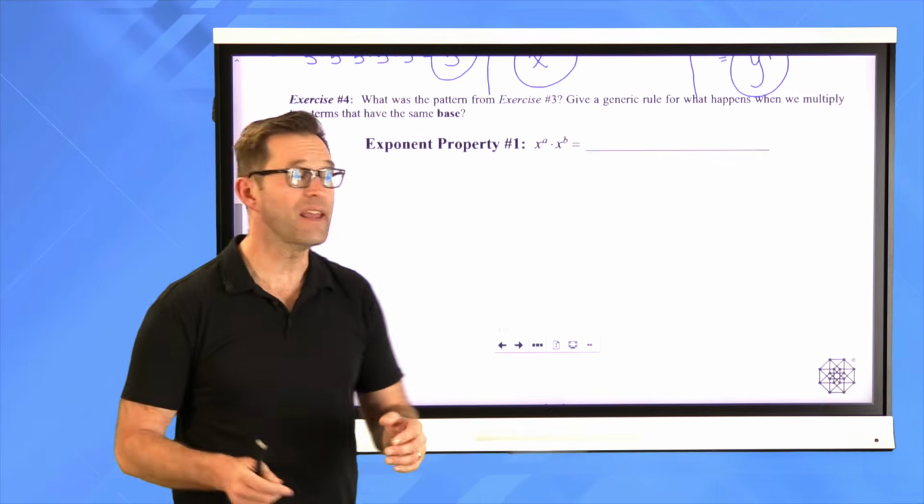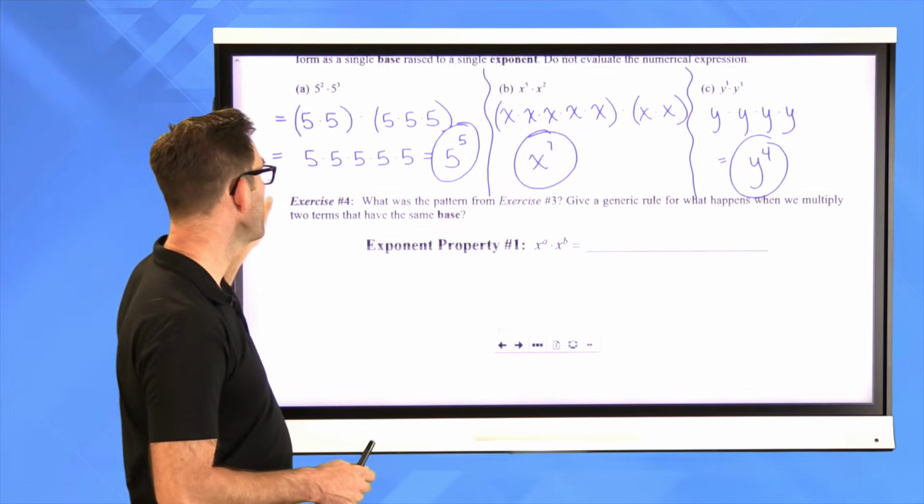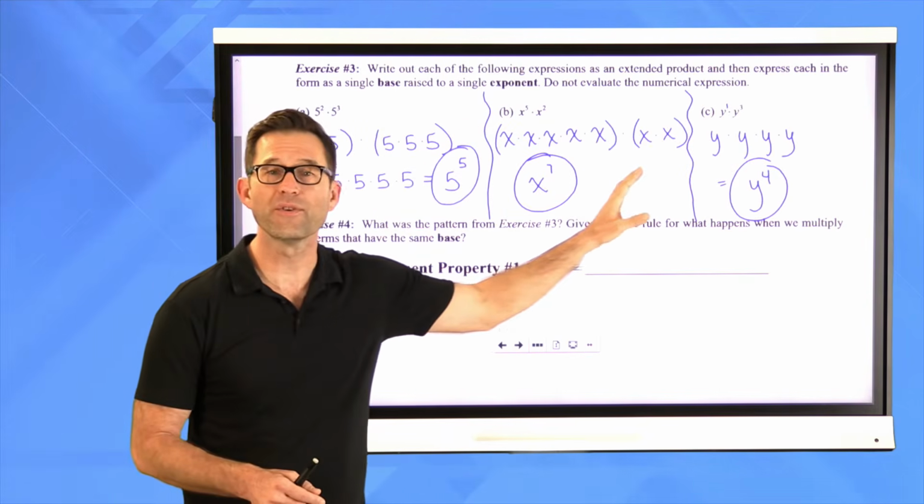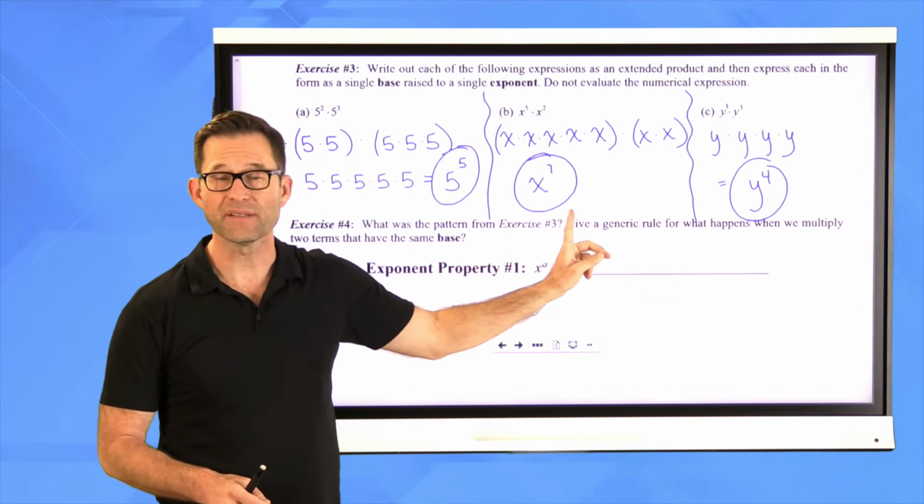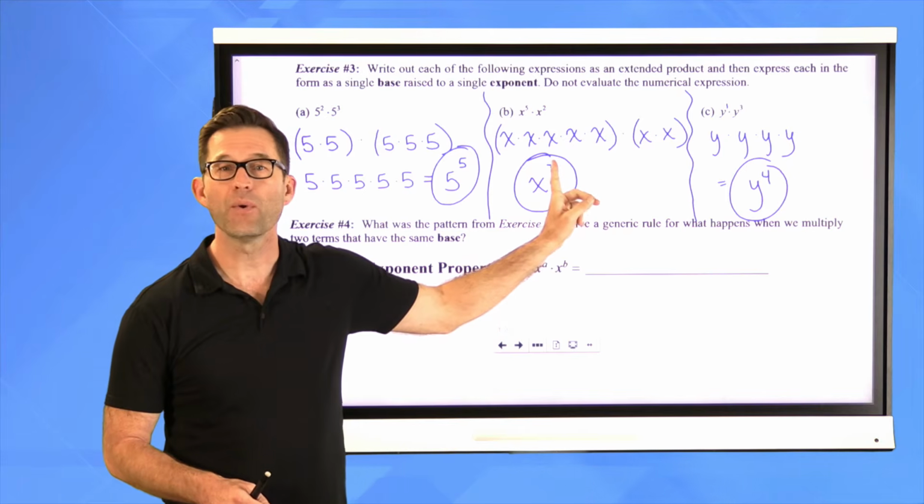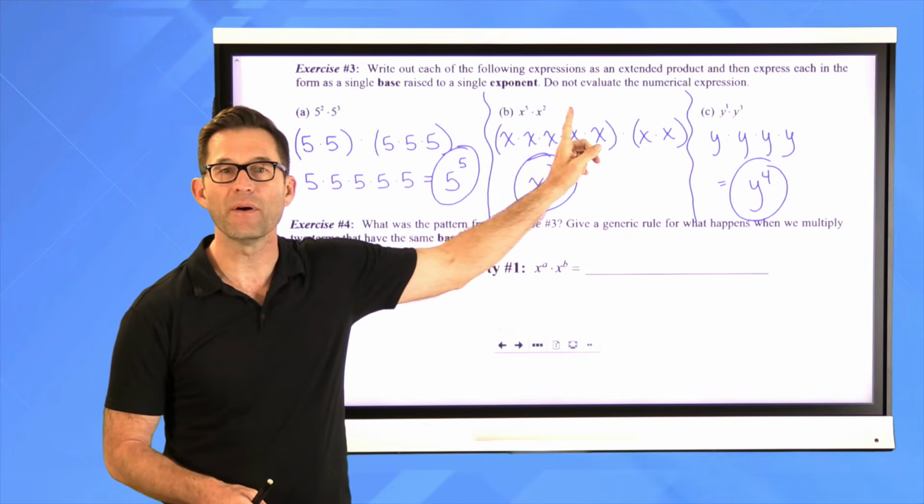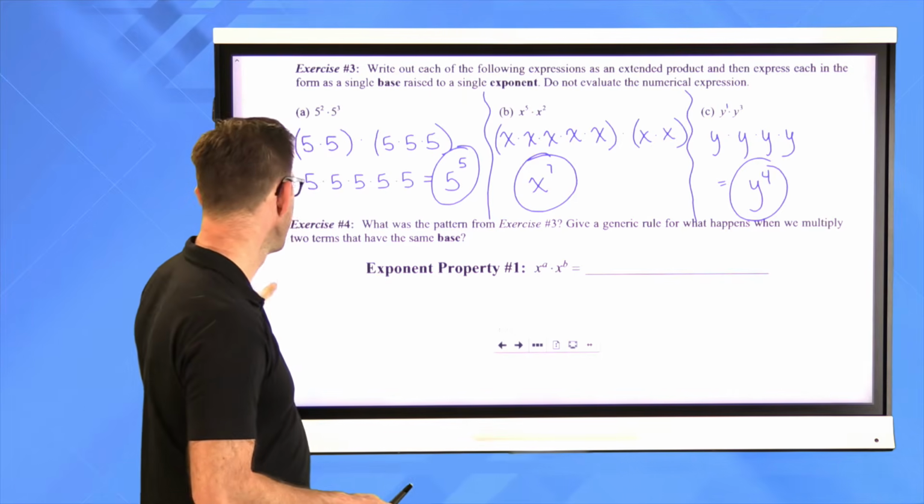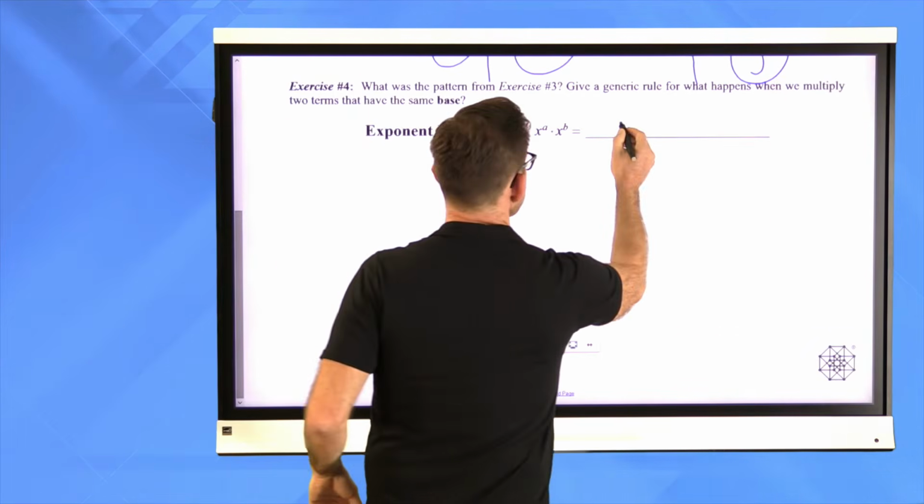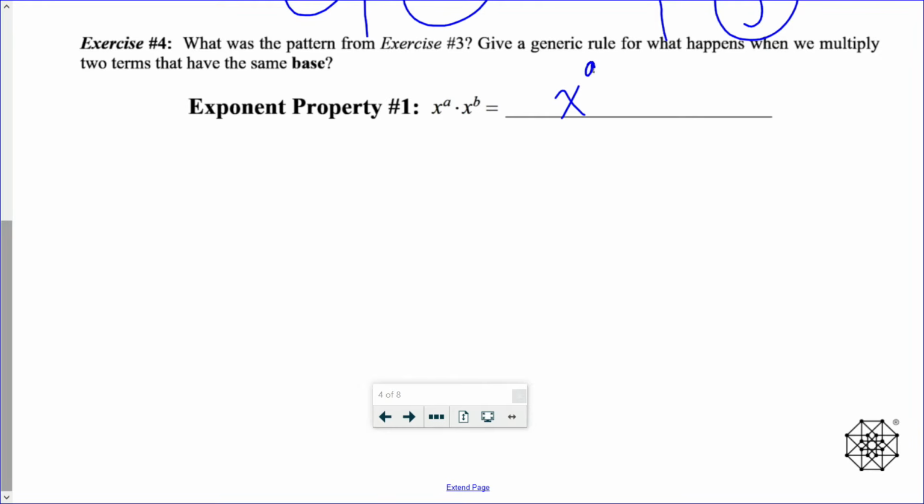Well, notice, in each case up here, what we ultimately had as a result was the base, the common base, raised to a power that was simply the sum of the two powers. And that should make all the sense in the world, right? If I have x to the a times x to the b, that's going to be x raised to the a plus b.